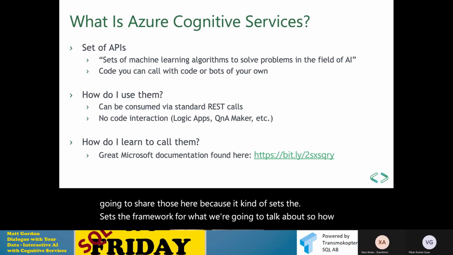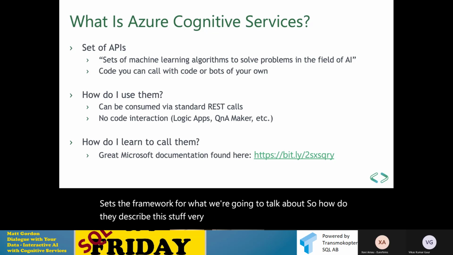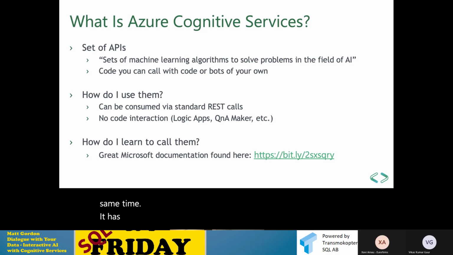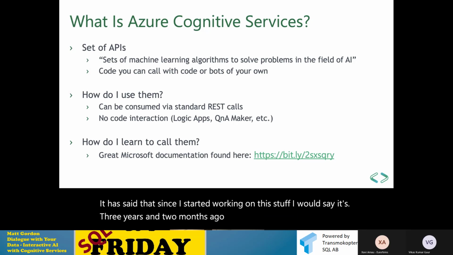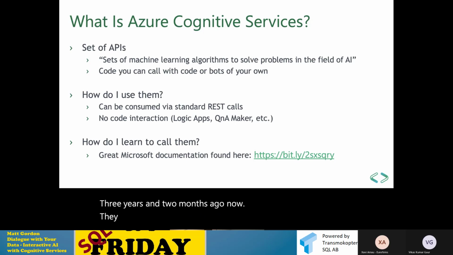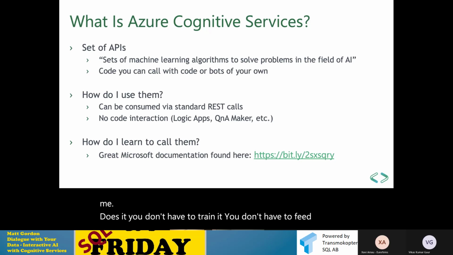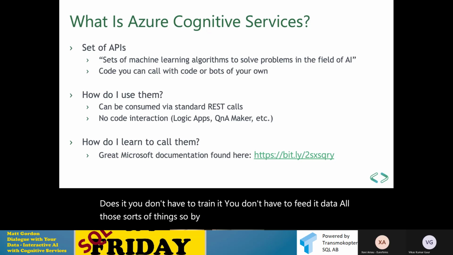So how do they describe this stuff? Very broadly. Like you can see in the quotes there, sets of machine learning algorithms to solve problems in the field of AI. That means a lot and nothing all at the same time. It has said that since I started working on this stuff, about 3 years and 2 months ago now. They describe it like that because that is what it is. And so you are interacting with trained models that you don't have to do anything with. You just call code and say, do this thing for me. And it does it. You don't have to train it. You don't have to feed it data, all those sorts of things. By any call you're doing, you are actually feeding it.